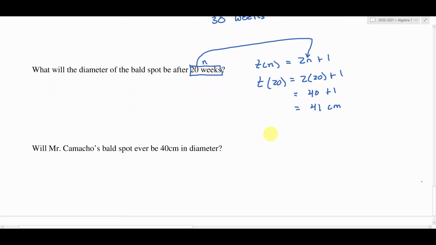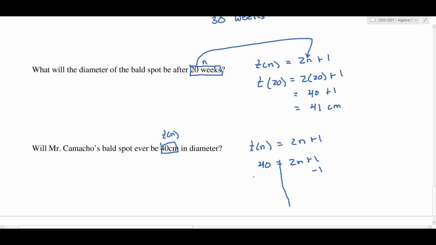Another type of prediction: they want to know, will Mr. Camacho's bald spot ever be 40 centimeters in diameter? Remember, the diameter is an output, so this is t of n. So I go to my equation, t of n equals 2n plus 1, and this whole thing gets replaced with a 40. So I have 40 equals 2n plus 1. If it's ever going to be 40 centimeters, I need to figure out what n is. That'll tell me when that's going to happen.